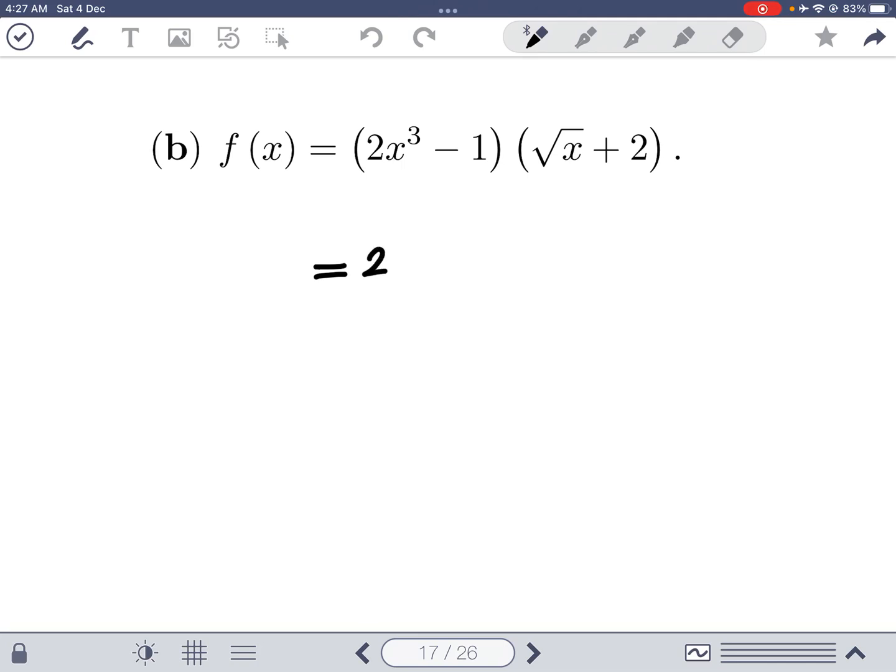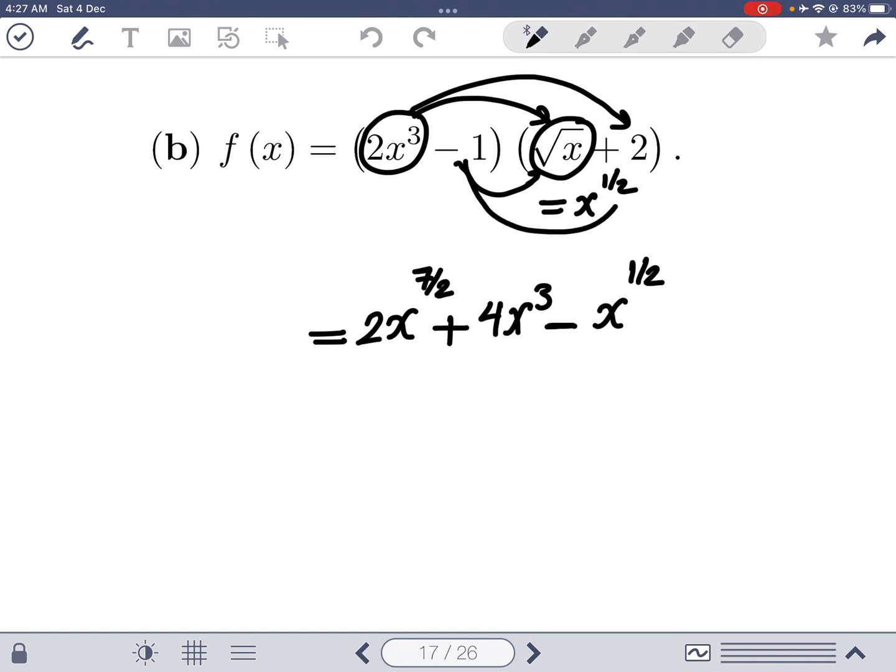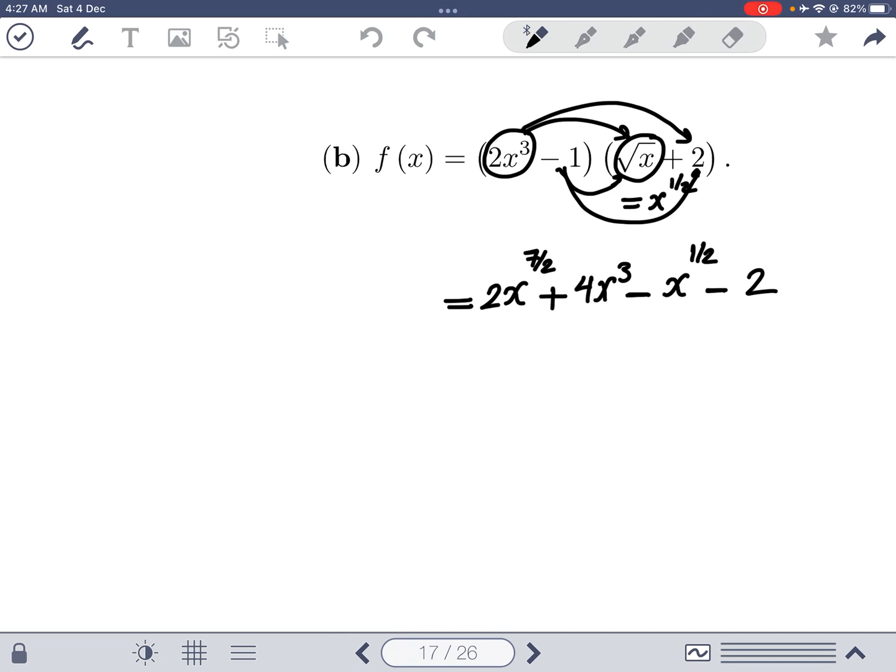You'll get 2. By the way, radical x is the same as x to the power 1/2. Remember this. So when you FOIL it, 2x cubed times radical x will be 2x to the 3 plus half will be 7/2. Okay, then plus 2 times 2 is 4x cubed. Then minus 1 times radical x is minus radical x, which is x to the half. And then minus 1 times plus 2 is minus 2. So in this way, you wrote it in a much easier way.